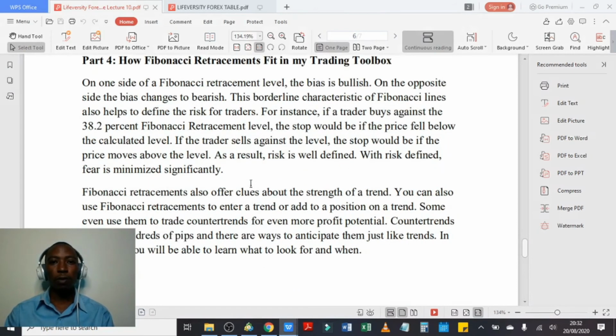And then on one side is bullish, on the opposite side the bias changes to bearish. These borderline characteristics of Fibonacci lines also help to define the risk for traders. For instance, if a trader buys against the 38.2% Fibonacci retracement level, the stop should be if the price fell below the calculated level. If the trader sells against the level, the stop will be if the price moves above the level. As a result, risk is well defined. With risk defined, fear is minimized significantly.